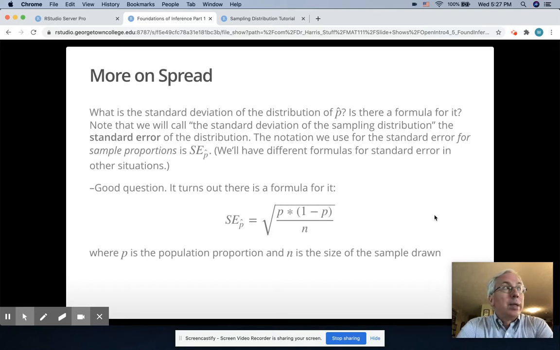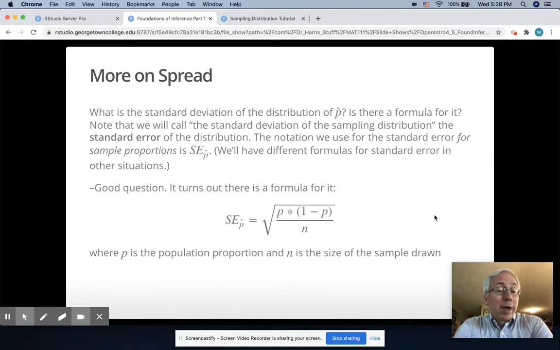And we did notice that the standard deviation seems to be going down. The standard error seems to be decreasing as sample size increases. It'd be nice if there were a formula for it. And we are proposing here that the formula for the standard error is the square root of the population proportion times 1 minus the population proportion, divided by the sample size. So p times 1 minus p over n, we compute that fraction, we take the square root of it, and that's our expression for the standard error.